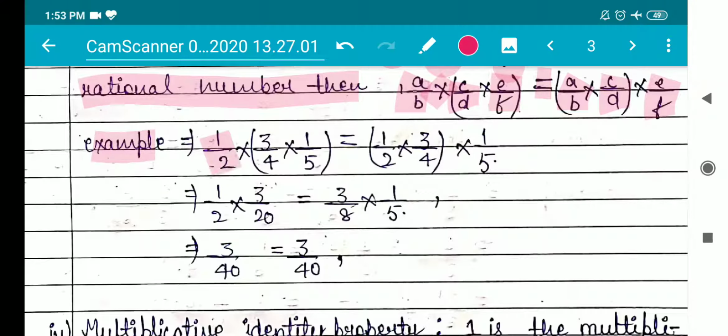Example: 1/2 × (3/4 × 1/5) = (1/2 × 3/4) × 1/5. After calculating it, I got the result 3/40 as RHS and 3/40 only as LHS also. So the LHS is equal to the RHS, proved.